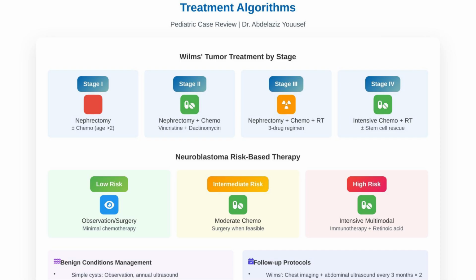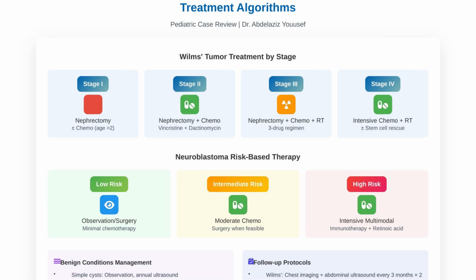For Wilms tumor, Stage 1 is treated with nephrectomy plus or minus chemotherapy based on age, with chemotherapy added for children over 2 years. Stage 2 requires nephrectomy followed by chemotherapy with vincristine and dactinomycin. Stage 3 needs nephrectomy, chemotherapy, and radiation therapy with a 3-drug regimen. Stage 4 requires intensive chemotherapy plus radiation therapy, sometimes with stem cell rescue.